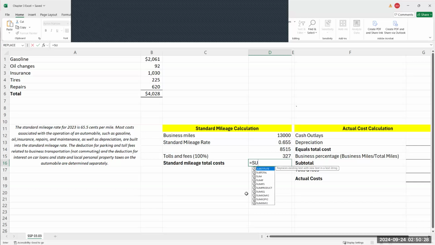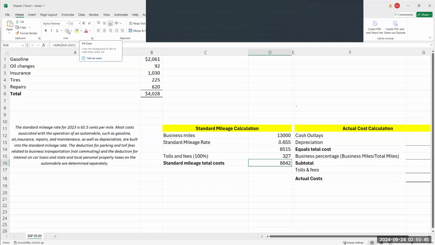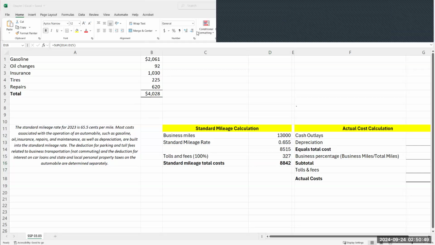So if we add it up, the standard mileage, which is 13,000 business miles multiplied by 65.5 cents, plus 100% of tolls and fees, our standard mileage cost, if we choose this method, would be $8,842. Right, in comparison to our actual cost method.